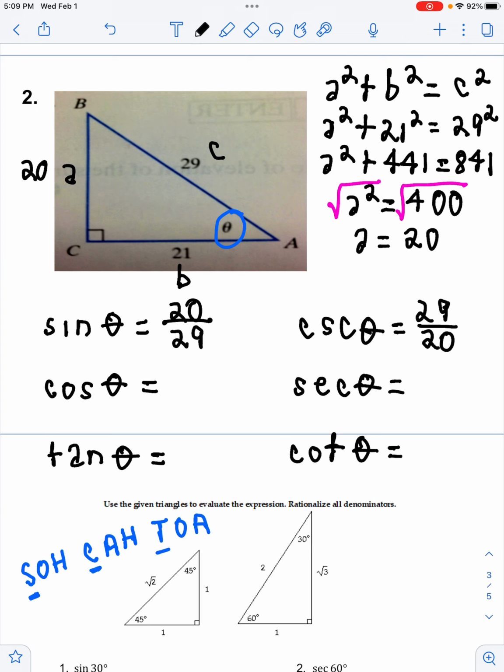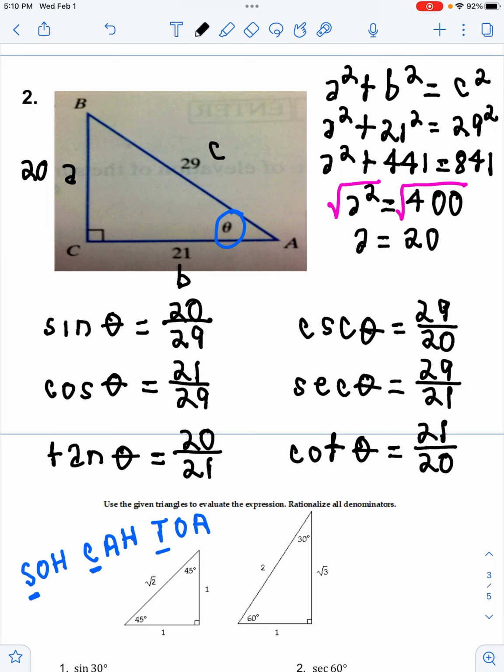The cosine is the adjacent side or adjacent leg, 21 over the hypotenuse of 29, which means the secant is the reciprocal, or 29 over 21. And finally, the tangent is the opposite side, or 20, over the adjacent side, which is 21, which makes the cotangent 21 over 20.